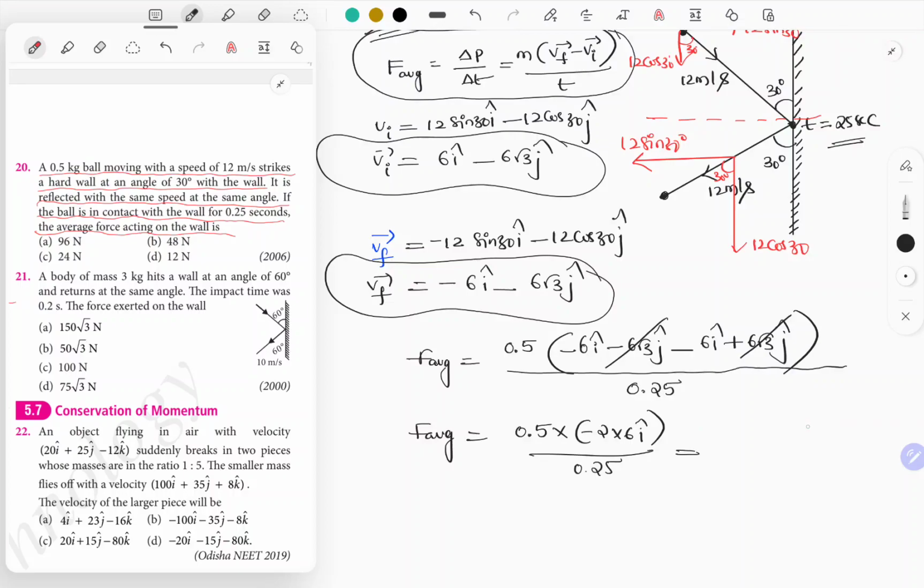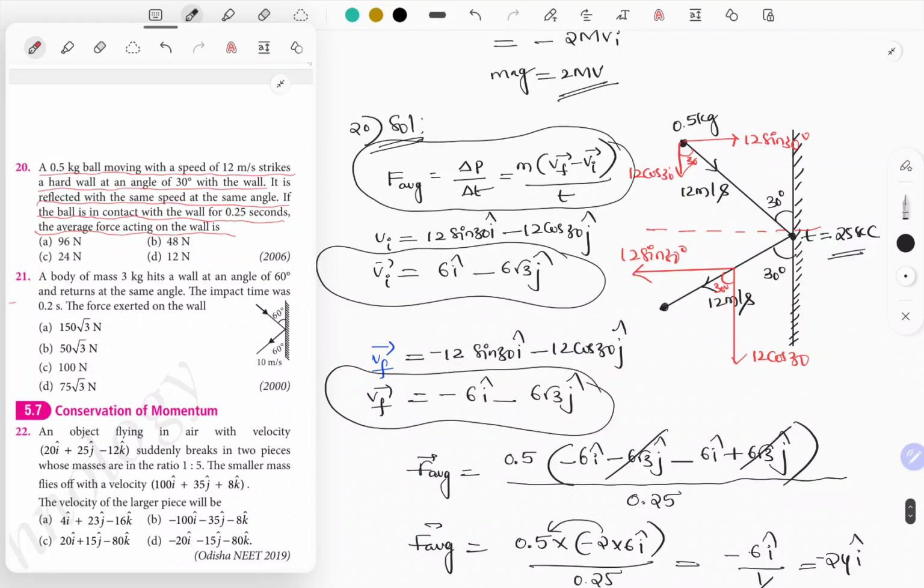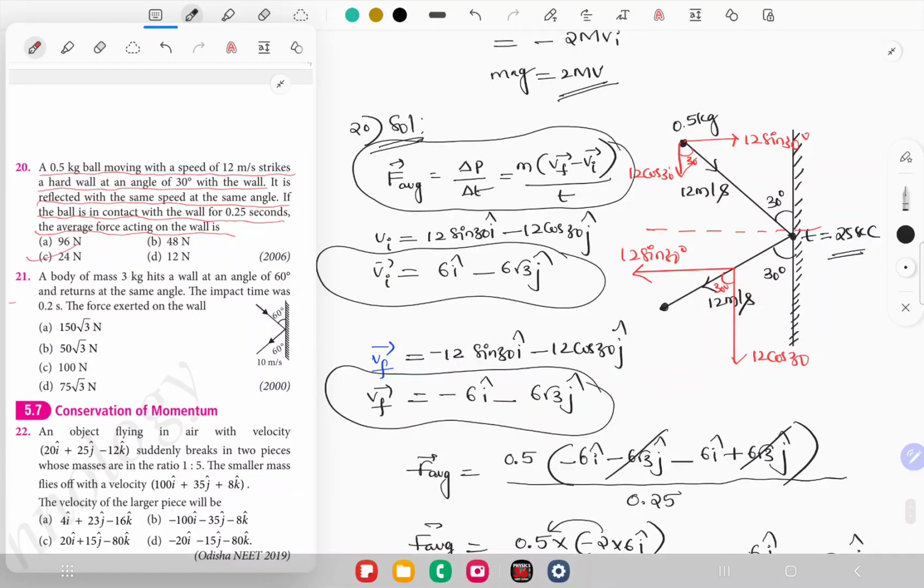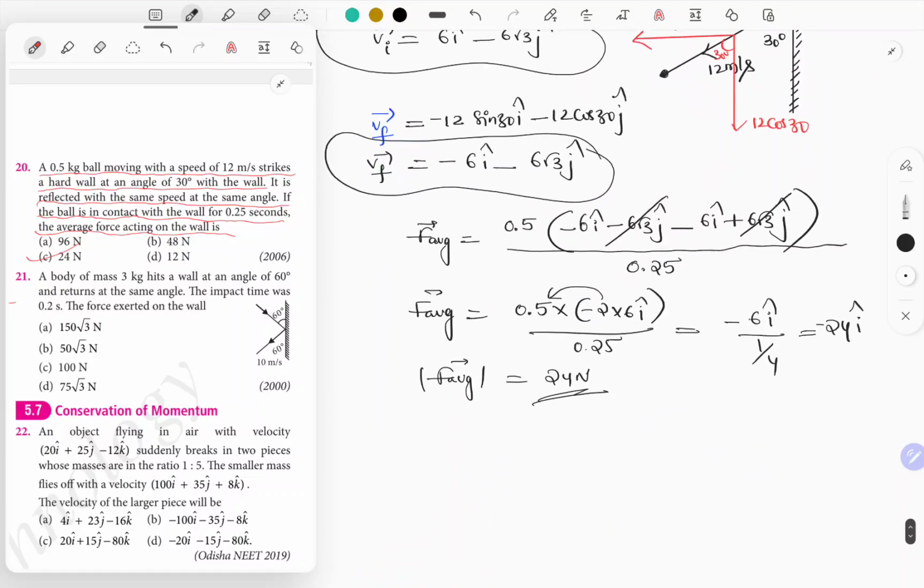0.25 can be written as 1 by 4, so 4 goes to the numerator. 2 into 0.5 is 1. So minus 6 i cap divided by 1 by 4, which is 4 sixes are 24, minus 24 i cap. So the magnitude of average force is equal to 24 newtons. This is a vector. So which option is correct? Option C is correct. Super.